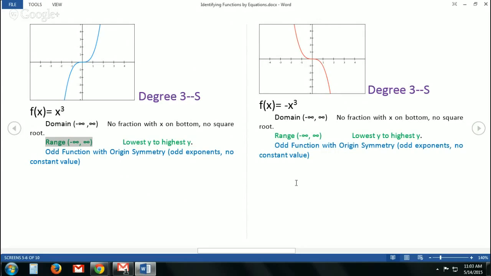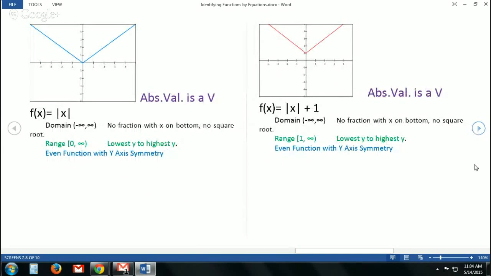If we make a negative out in front of this equation, the effect again is to flip the picture across the x-axis. So now nothing really changes here about our domain or range. It's still got no fraction and there is no square root, so negative infinity to positive infinity is our domain. The range, the low y is over here and it's heading down forever to negative infinity, while the high y is over here heading to positive infinity. Again, it's an odd function, all odd exponents, no constant value, so it has origin symmetry, O for odd, O for origin.